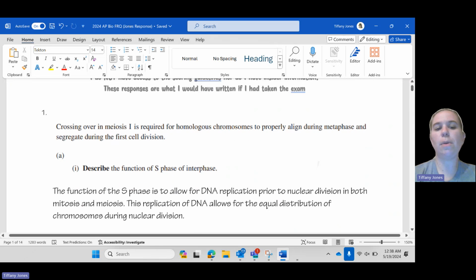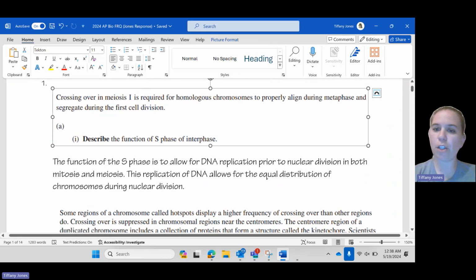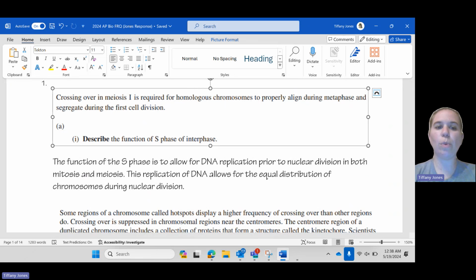So the first question talks about crossing over, and that's required for homologous chromosomes properly aligned during metaphase. This is important because we need to understand that the crossing over is what's going to allow them to actually go through that law of segregation during anaphase.